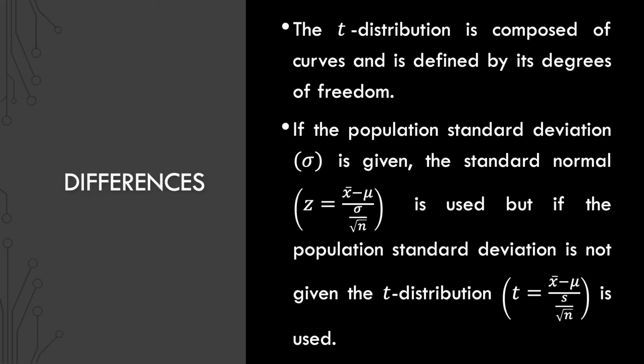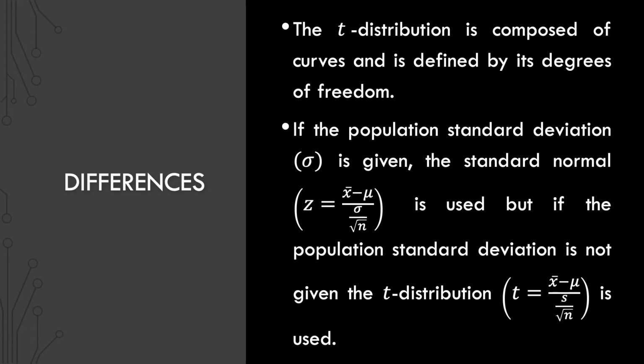Ano-ano naman yung pagkakaiba nila? The t-distribution is composed of a family of curves and is defined by its degrees of freedom. Habang nag-iiba yung sample size mo, nag-iiba din yung t-distribution mo. Next is, if the population standard deviation is given, we will use the standard normal distribution. Yun yung z natin. However, if the population standard deviation is not given, we will use the t distribution.